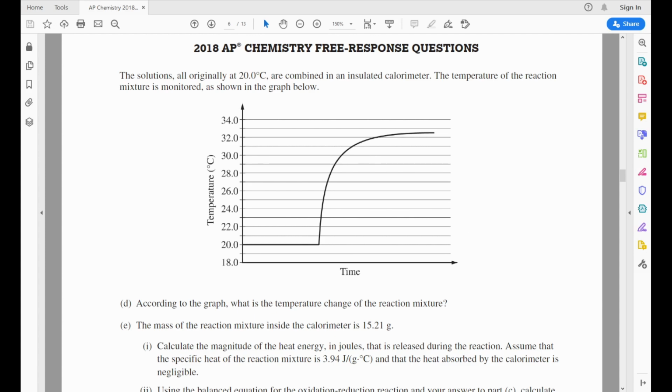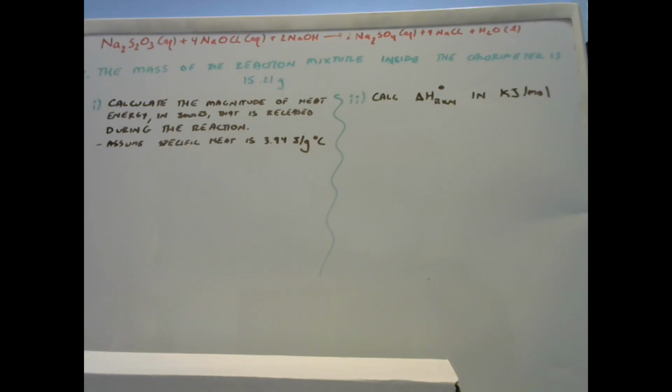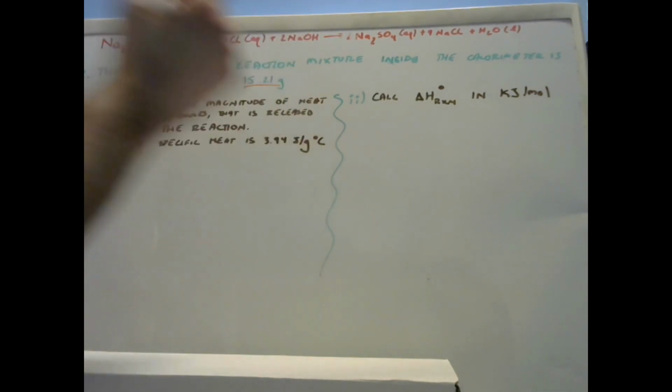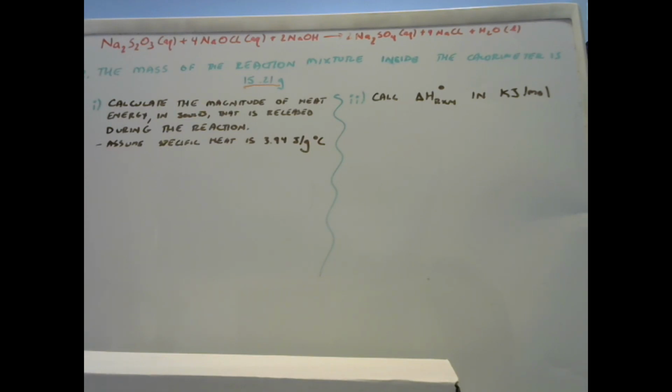And there we have it. Part E states that the mass of the reaction mixture inside the calorimeter is 15.21 grams. That's a useful number. I'm going to underline it right now. Given that number, calculate the magnitude of the heat energy in joules that is released during the reaction. Assume that the specific heat of the reaction mixture is 3.94 joules per gram degree Celsius, and the heat absorbed by the calorimeter is negligible.